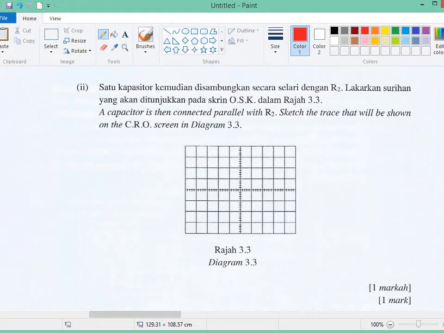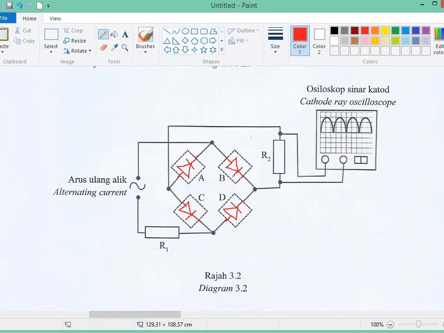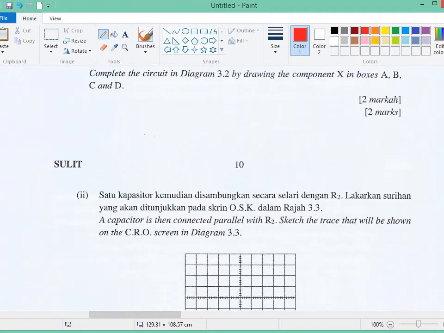Next, a capacitor is then connected parallel with R2. Sketch the trace that will be shown on the cathode ray oscilloscope screen in diagram 3.3. Okay, so what will it look like when we connect the capacitor? When we connect the capacitor parallel with this one, that means smoothing will happen. Okay, we will have smoothing.